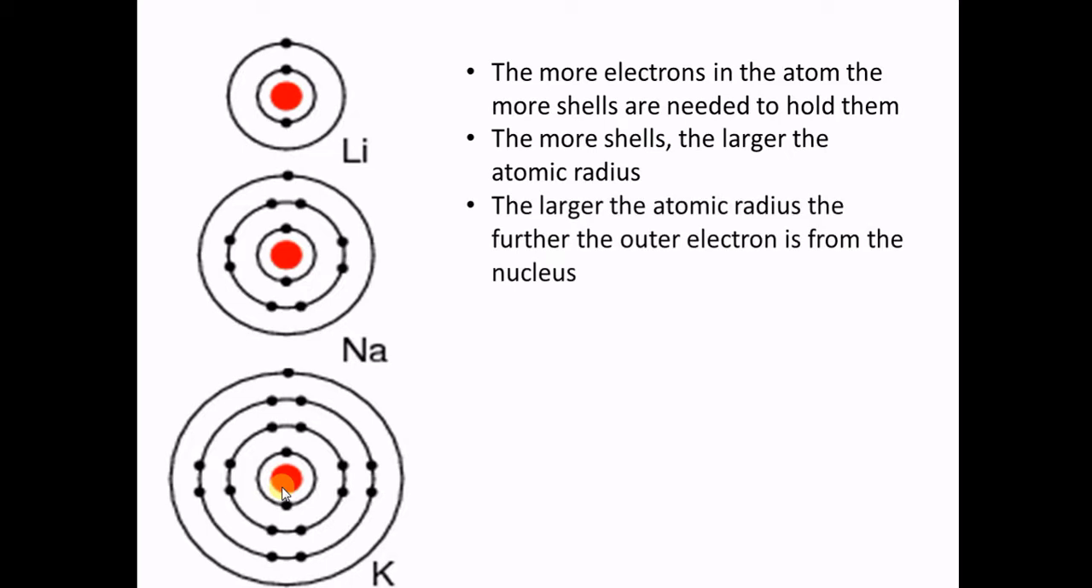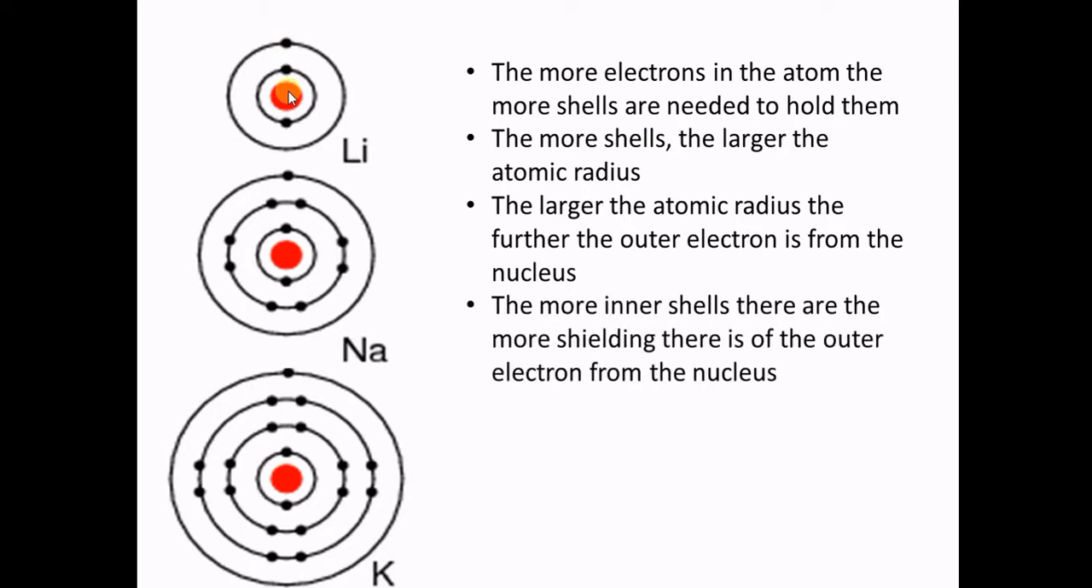Also, the larger the atomic radius, the further the outer electron is from the nucleus. You can see that very clearly. The distance between this outer electron here and the nucleus is bigger for potassium than it is for lithium. As well as that, there are more inner shells that shield the outer electron from the nucleus. So here you've got 2 inner shells that shield the electrons from the nucleus. On potassium there's 3 electron shells that are shielding the nucleus from the electron.